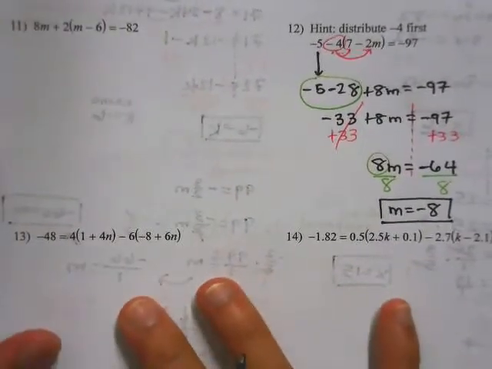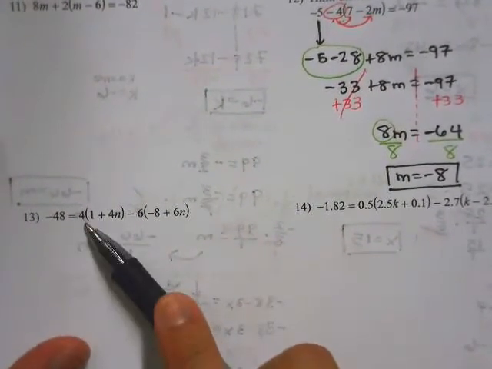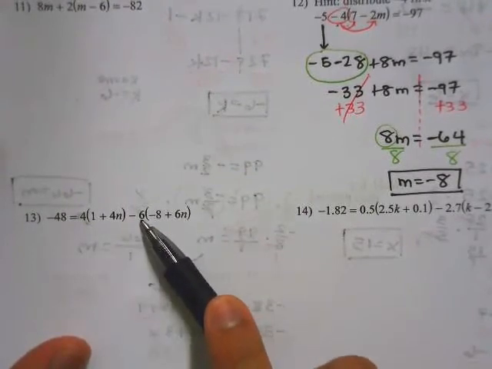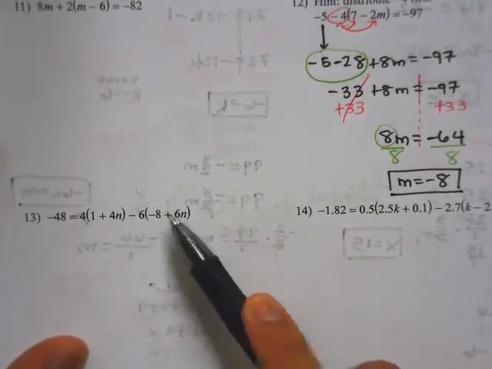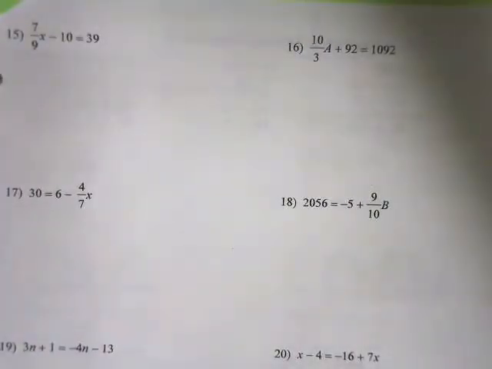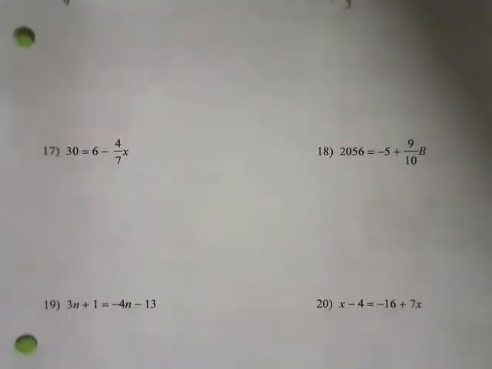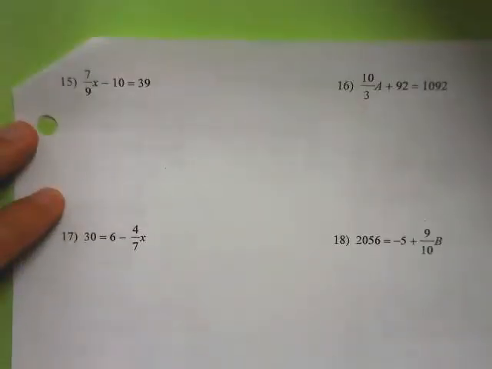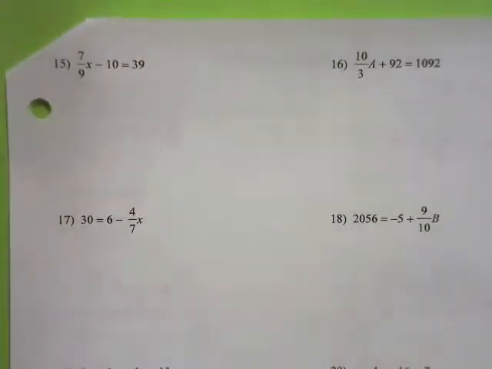All right. I will leave you guys with this one over here. I think you guys can do that on your own. Distribute the 4 over here, and at the same time distribute the -6 to these two and combine some like terms. I think I want to do... let's try 15, 17, and 19, and I think we're good to go.